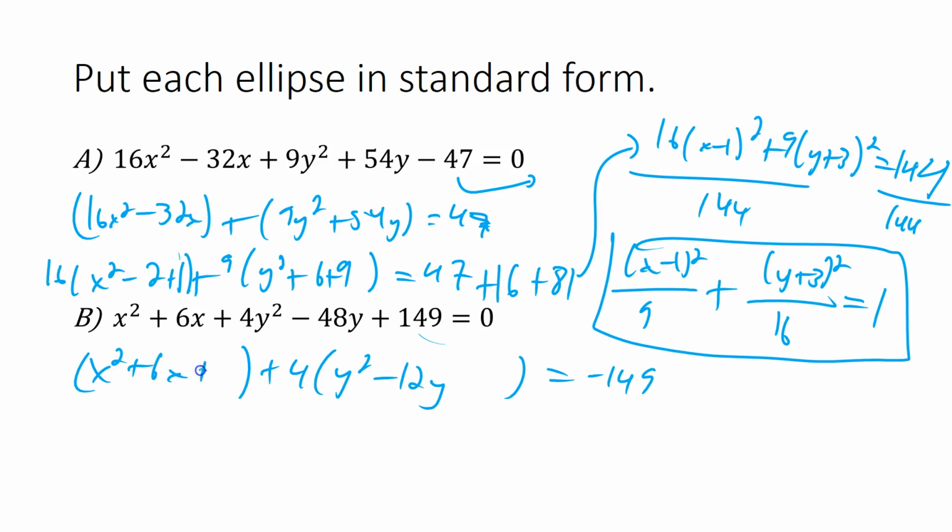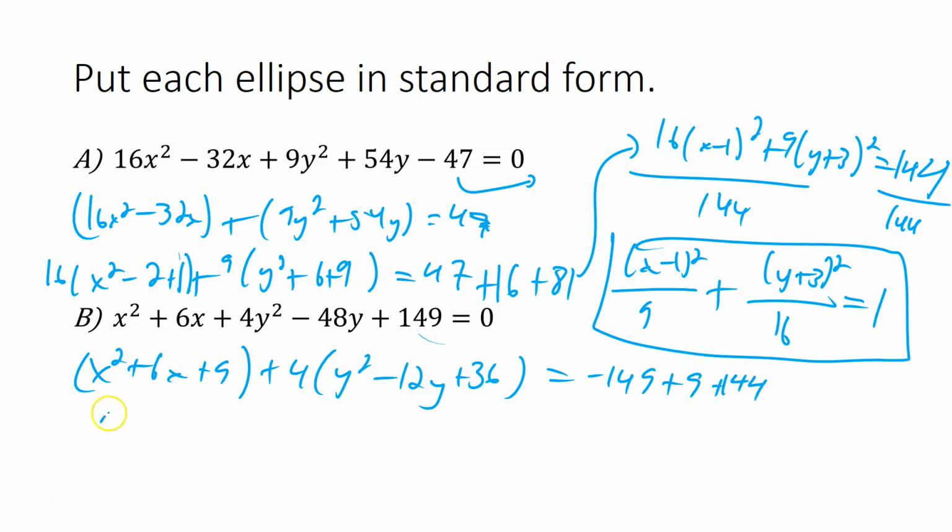All right, this needs a 9. There's nothing in front, so I'm just adding 9. So now I have -140. This guy, 12 divided by 2 is 6, squared is 36. I have plus 36 here. Okay, now we factor. Sorry, what did I add? 4 times 36 is 144.